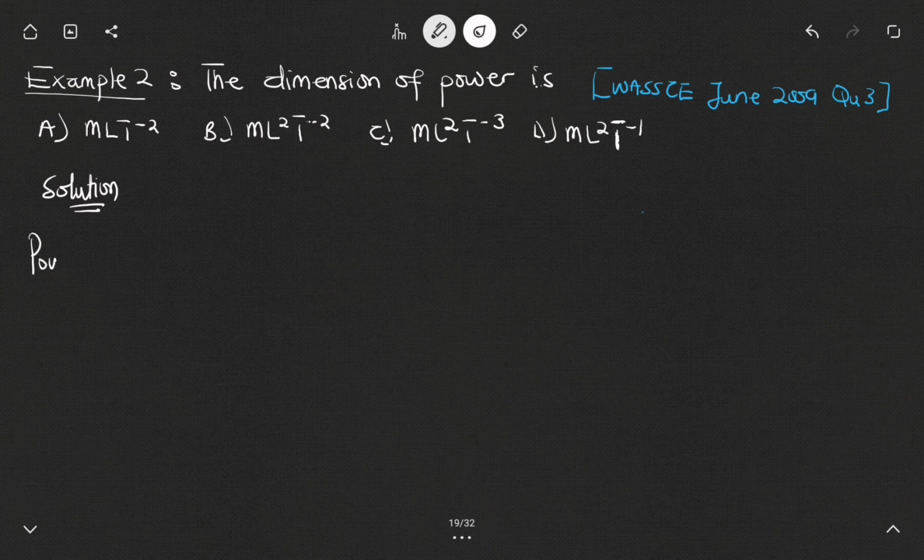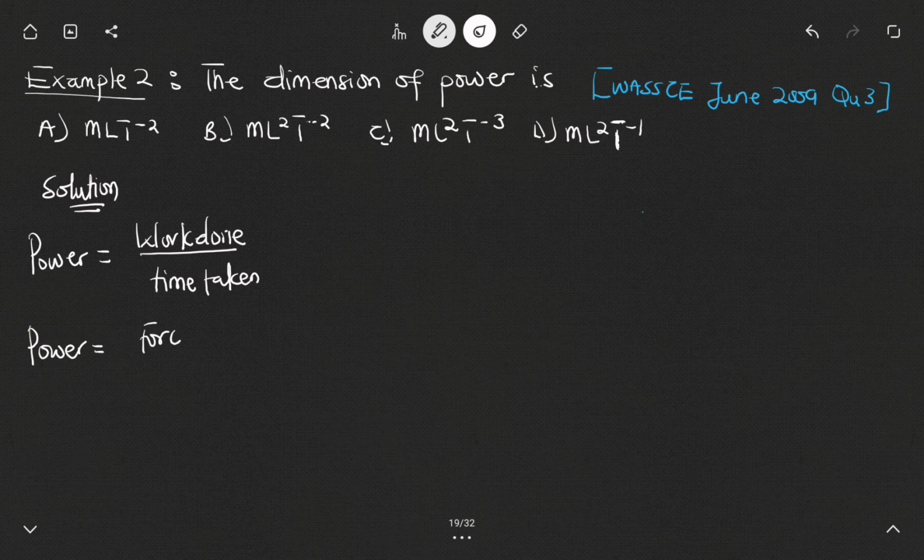So power is equal to work done over the time taken, or just time. So if we break down work done, we know that work is equal to force times distance. The work done in moving an object is the product of the force over the distance, and then this is over time. Okay, now to save us time, I apply the dimension over here.